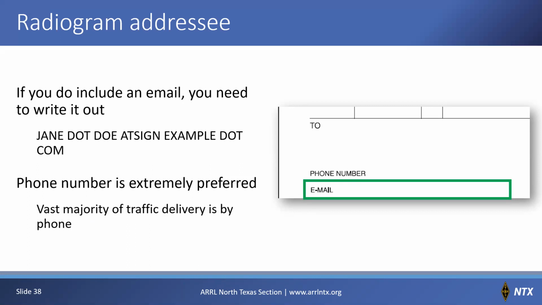Well, the answer is we write it out. So jane dot doe at example dot com is how we would break that out into the radiogram. The only symbol, an actual symbol that the system supports, is a slash, which is said as stroke on the air. Otherwise, other punctuation marks, and I'll give you some examples in a bit, all get converted into words.